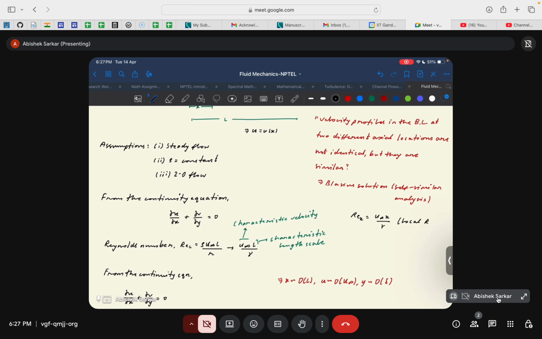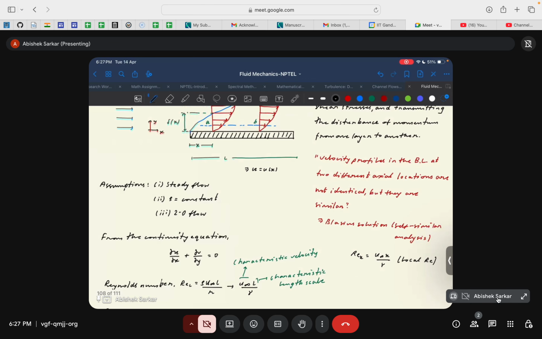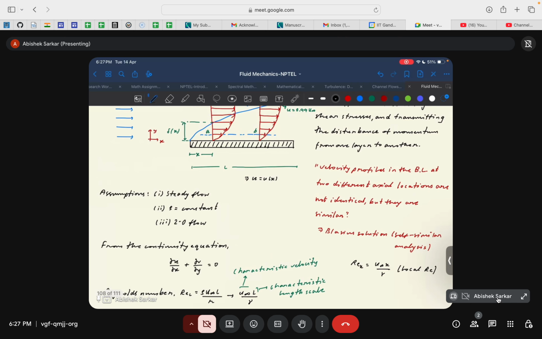Okay, or local Reynolds number, because this Reynolds number is defined at a particular point where you want to find the Reynolds number. Let me go back. As I told you, x is the distance from the leading edge. So the Reynolds number at this point, and at this point, and at this point, even though the flow is steady and density is constant, will change.